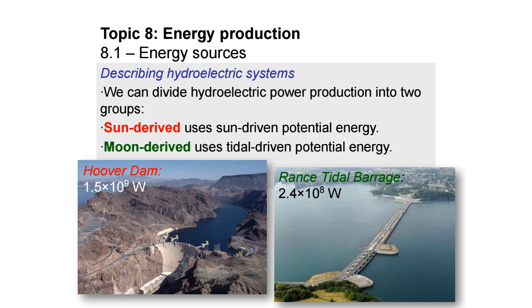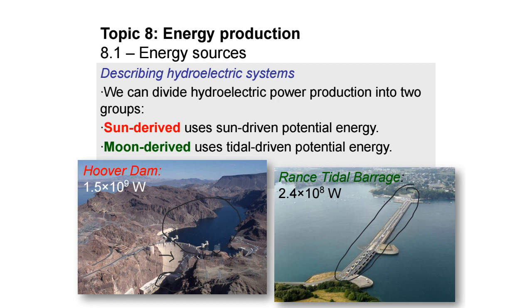Second type of renewable energy is hydroelectric systems. Now, hydroelectric systems, there are 2 types. You've got this first one, which involves basically a big reservoir, a dam, basically making that reservoir happen. And then you usually have the power station at the bottom. I'll explain how that works in a minute. And then the second type is moon derived, which is a tidal barrage.